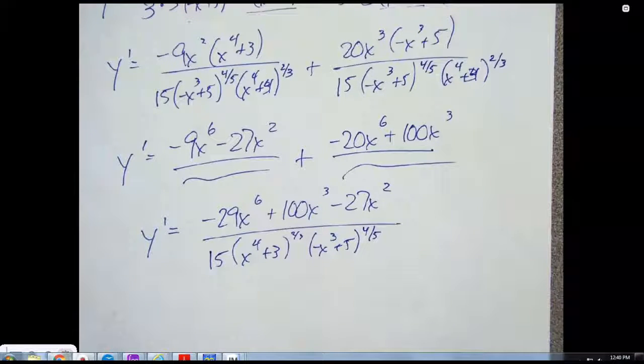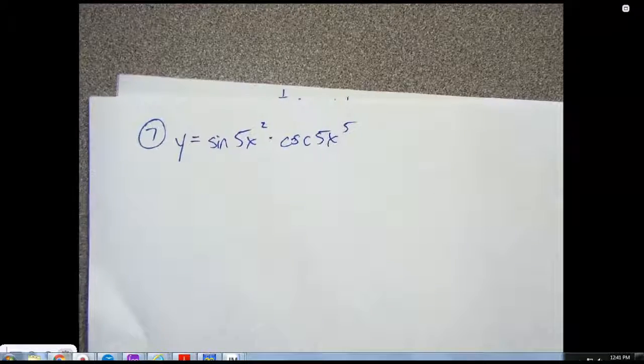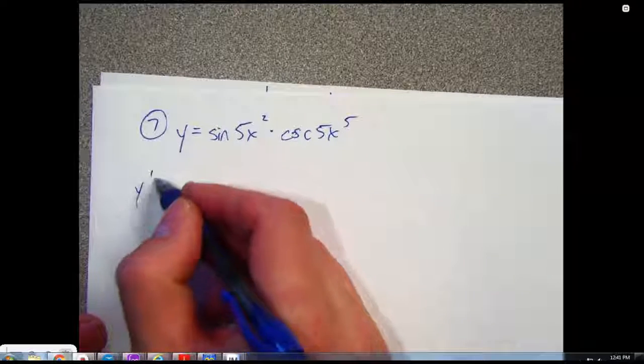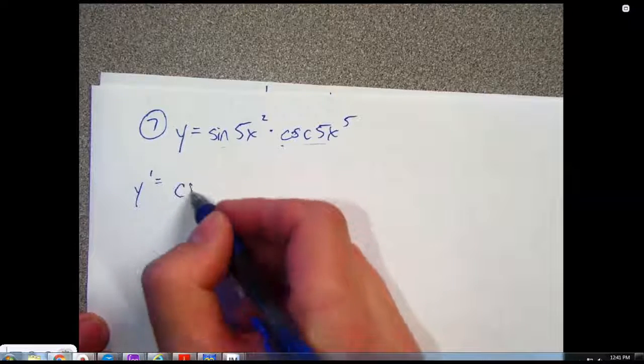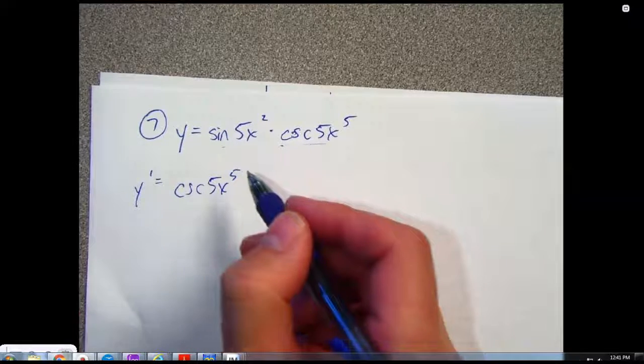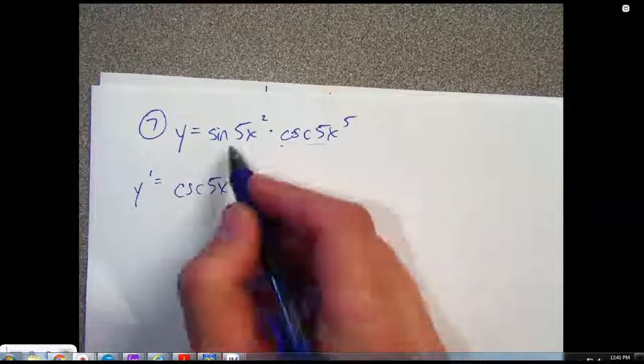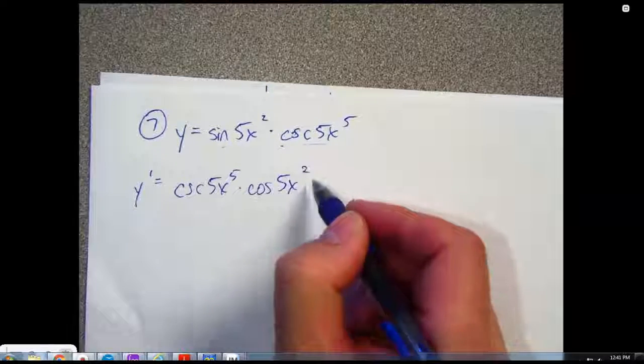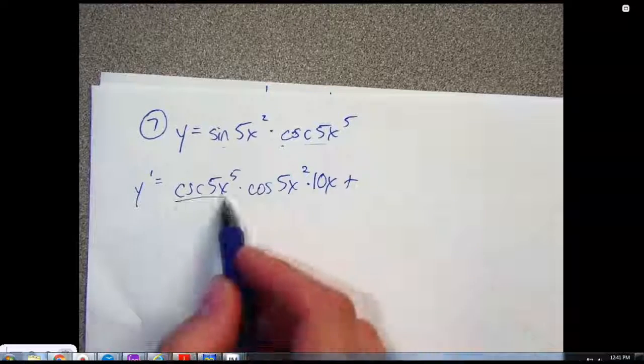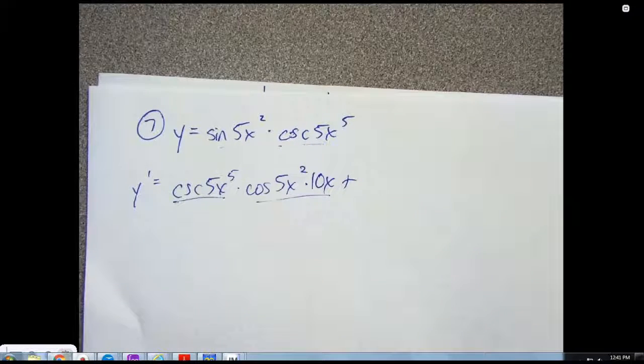Number 7 is another product rule. I'm going to rewrite this one also. I guess not rewrite for any reason, except I just want more space. I'm not getting rid of a negative exponent or a radical sign or anything. So it's product rule. 2d1. So the second thing times the derivative of the first thing. So that's going to be cosine of 5x squared times 10x. So that's my 2, and that's my d1.